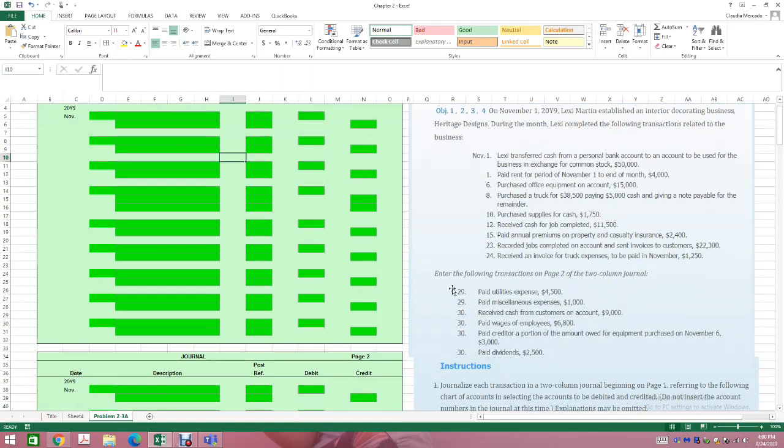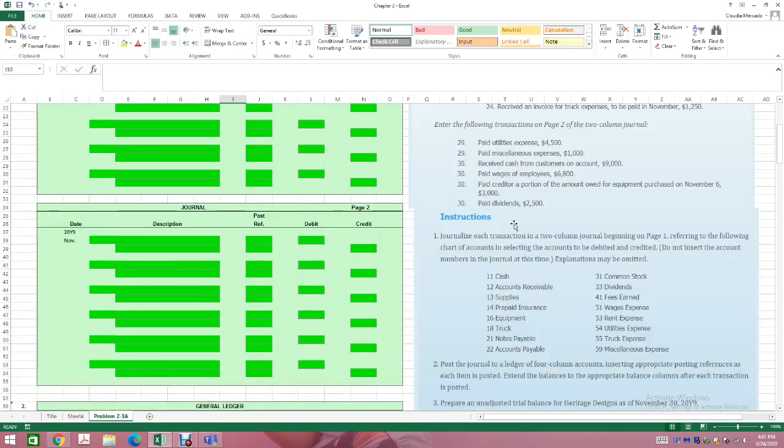And then we have additional transactions, and they're telling you that these transactions go to page 2 of your journal. Okay? So we have 2 journal page numbers. Instructions. The first thing that we have to do is journalize each transaction on a 2-column journal on page 1, referring to the following chart of accounts and selecting the accounts to be debited and credited. Do not insert account numbers in the journal at this time. Explanations may be omitted. So we're going to tackle part 1 first, and then we'll move on.